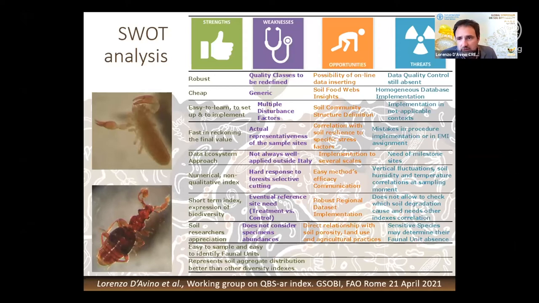And in conclusion, the QBSR index is an easy to learn and cheap tool to describe soil quality and soil biodiversity. It responds more quickly than direct measures of soil organic carbon to soil management change. That could be interesting, for example, in organic agriculture conversion.